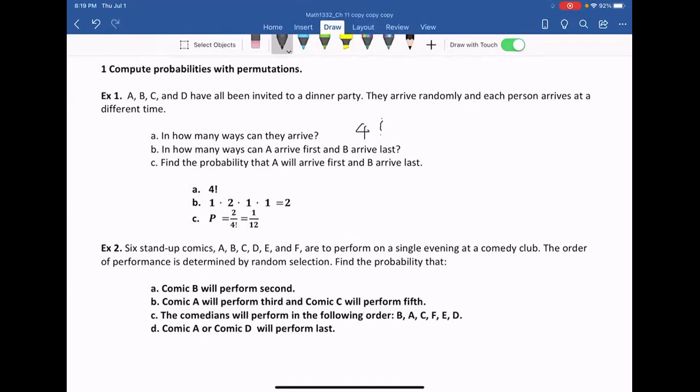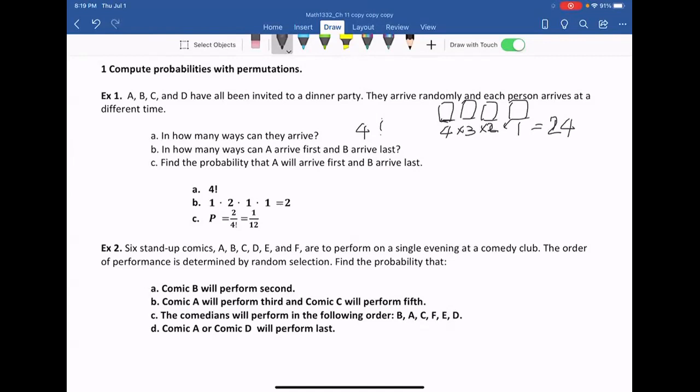You can also use the counting principle. You have 4 positions, they come at different times. For the first position, I have 4 choices. Next one, I have 3 choices. Next one, I have 2 choices. Then 1 choice, and multiply them together. So 4 factorial equals 12. Oh, sorry, 24.